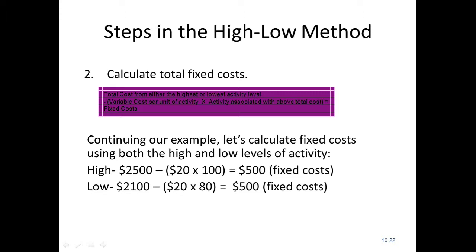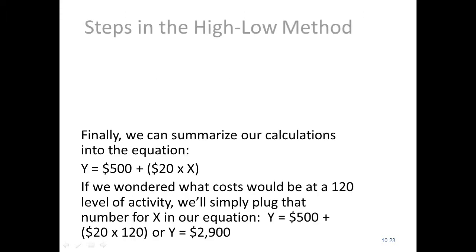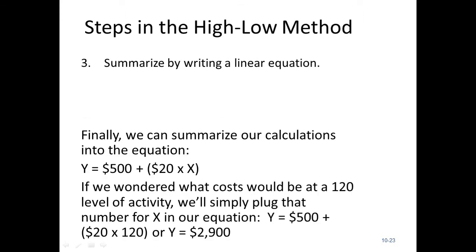So at the high level of activity, we know we have $2,500 minus $20 times 100, which gets us to $500 in fixed cost, or equally so, at the low level of activity, we have $2,100 of cost less $20 variable cost times the 80 item activity level, which gets us again to $500 in fixed cost. So we have the same fixed cost in step 2, whether we use the high or low activity level.